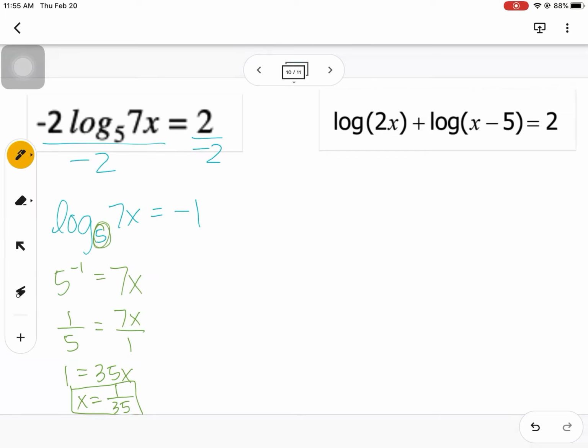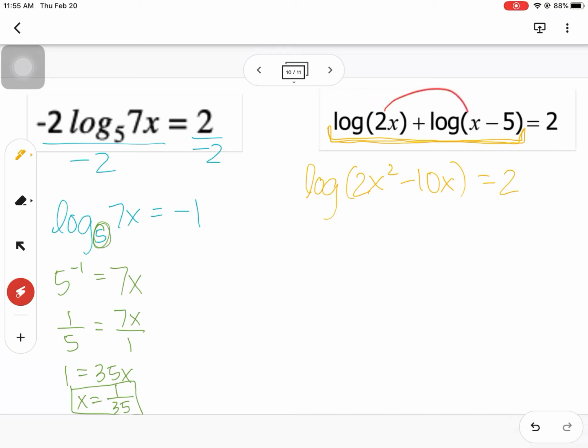On this next one, we're going to have to do some condensing like on the last problems. Since I have 2 logs on the left-hand side, and again, I only want 1 per side. So I'm going to condense this, and this is going to have to multiply. So it'll be 2x squared minus 10x equals 2. Again, I just distributed that through. And then we need to rewrite it, because again, I have only 1 log, so I can't just get rid of them. There'd be nothing to get rid of on this side.